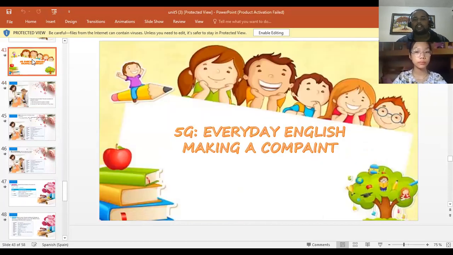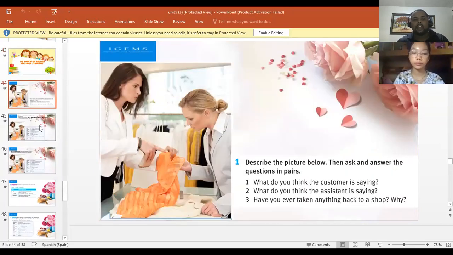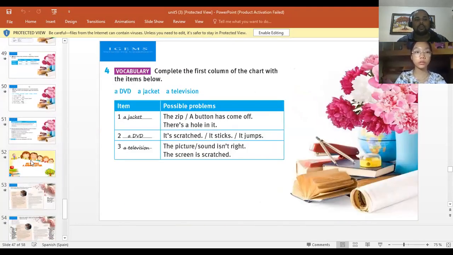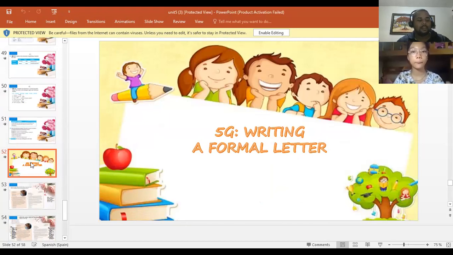So in our last class, especially what we did was to talk about different complaints that people handle, especially dealing with customers. So I asked you to answer these questions, to describe the pictures below and all that, the scenario given in this context. We also role played this conversation, and today we're gonna be working with this part of the lesson.